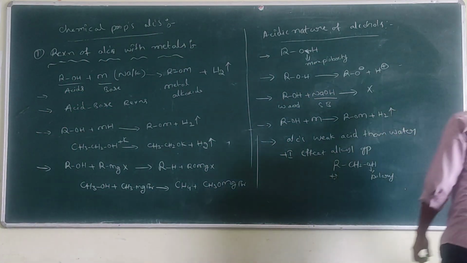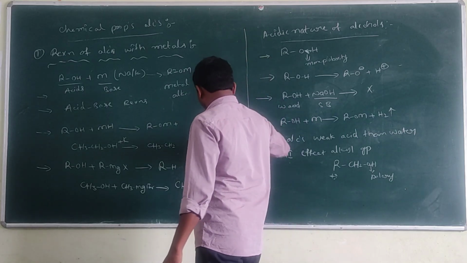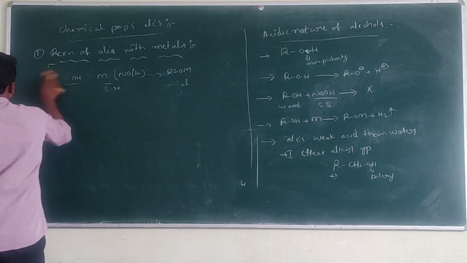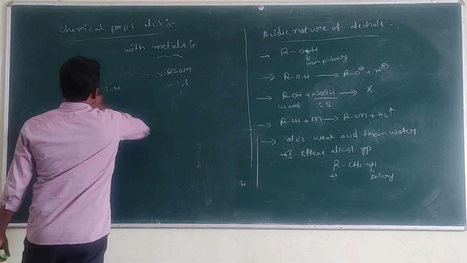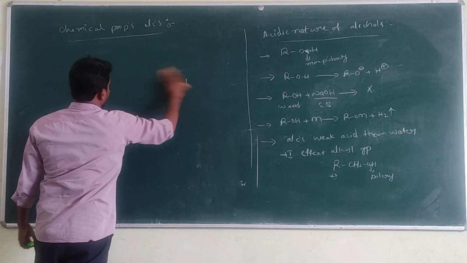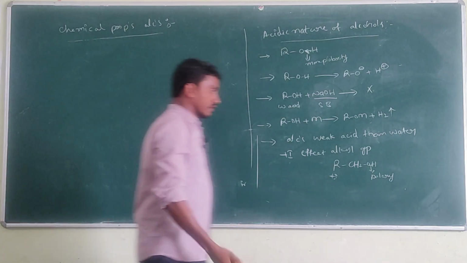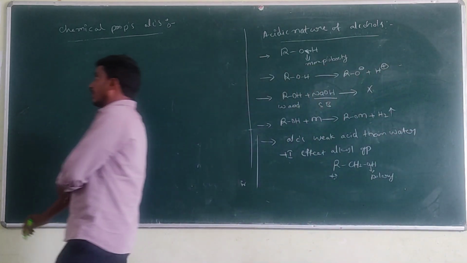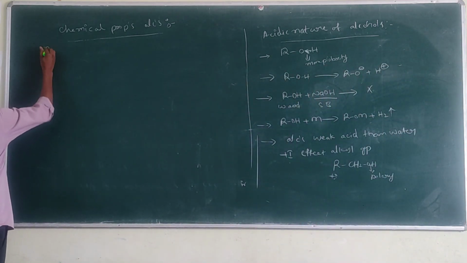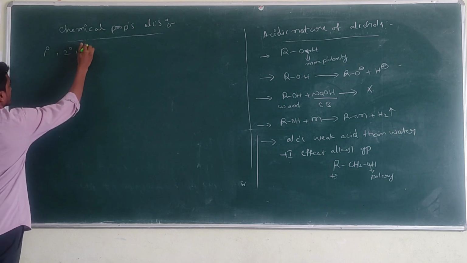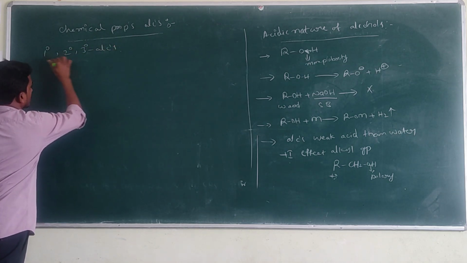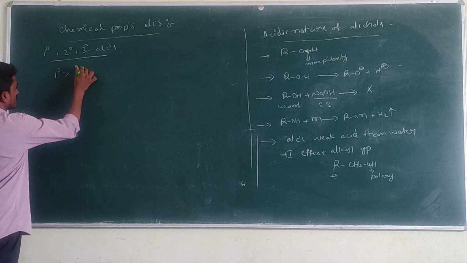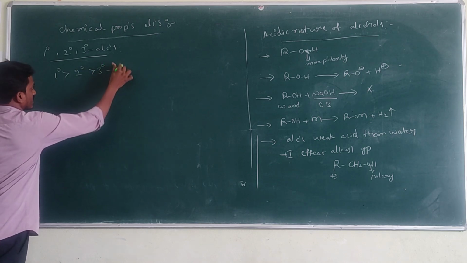Now, the order of acidic strength among the different types of alcohols. Mainly, alcohols are of three types: primary, secondary and tertiary alcohols. Among these three, primary alcohols are the most acidic, and tertiary alcohols are the weakest acids.